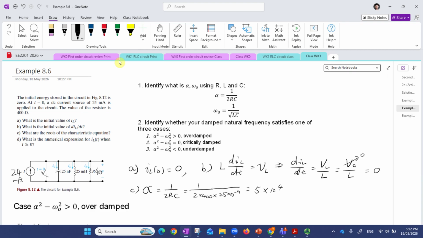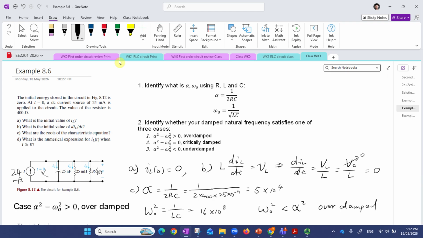If you do the math, alpha equals 5 times 10 to the order of 4. For omega 0, we can use the square, so we can avoid the square root of LC, and this equals 16 multiplied by 10 to the order of 8. We compare omega square with alpha square and find alpha square is larger, so this is overdamped.